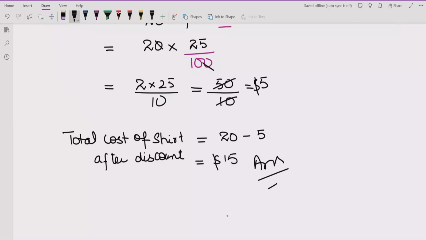I hope you understand how we can find the 25% off of a shirt, which is $20. So now we have to pay $15.